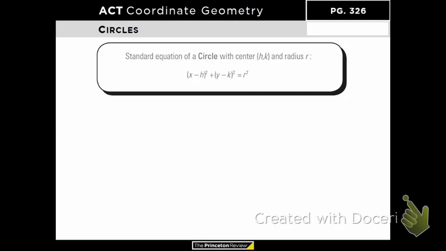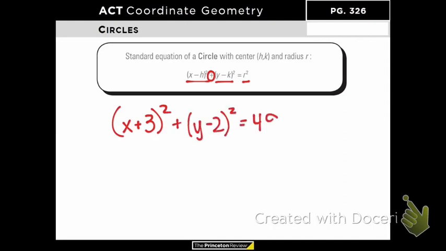I'm on page 326 here, and I just want to look at this a little bit closer than what the book does. So here's the equation of a circle. Notice that the x's are being squared, the y's are being squared. They're on the same side of the equation, and they're always being added, and then it's always equal to r squared. So I just want to show you an example here. If I had (x + 3) squared plus (y - 2) squared equals 49, this would be an equation of a circle.